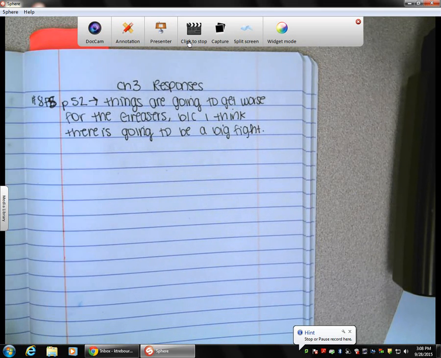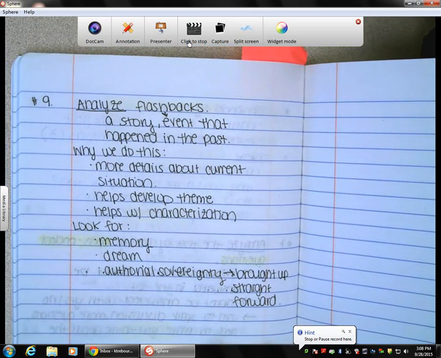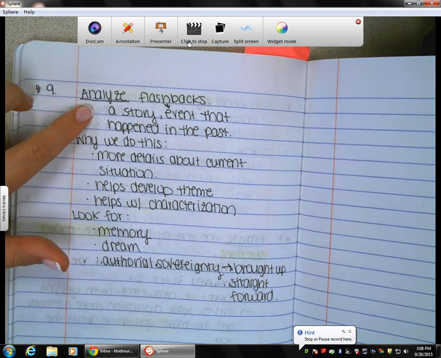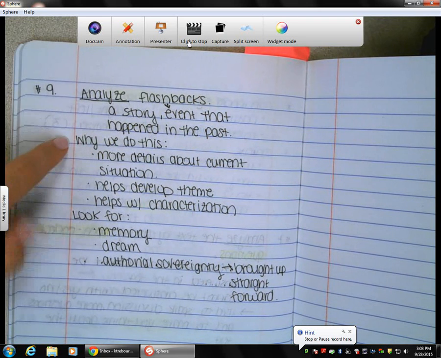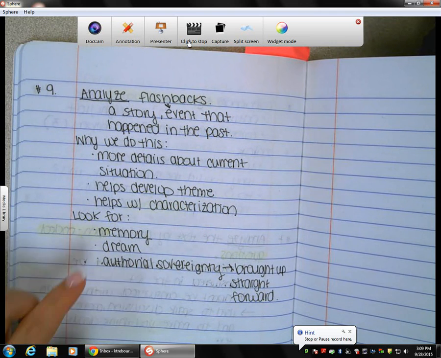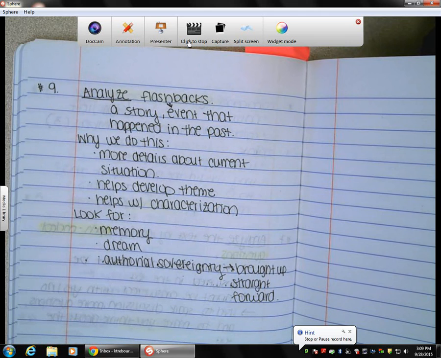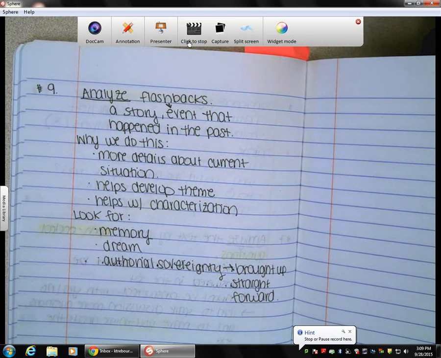The next strategy I want to show you is the opposite of foreshadowing, and that is a flashback. So this is strategy number 9. And a flashback is a story or event that happened in the past. The reason we analyze flashbacks is because it gives us more details about the current situation. It helps develop the theme as well as helps with characterization. So it gives more information about our characters. What you want to look for to identify a flashback is memory, dreams, or authorial sovereignty, which is when the author directly brings it up. So take the time now to pause the video to write down the rest of your strategy.